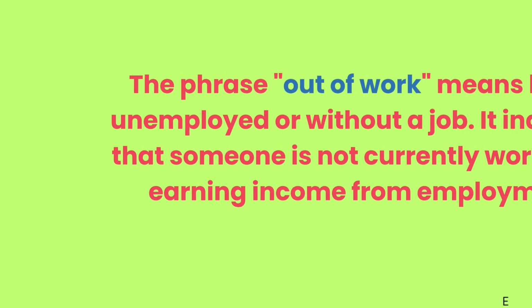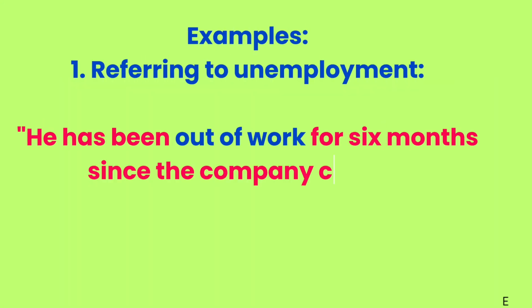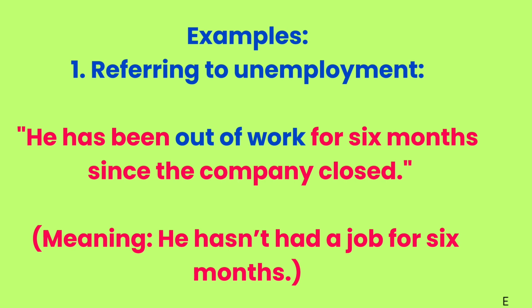Out of work. The phrase "out of work" means being unemployed or without a job. It indicates that someone is not currently working or earning income from employment. Examples. 1. Referring to unemployment. He has been out of work for 6 months since the company closed. Meaning, he hasn't had a job for 6 months.